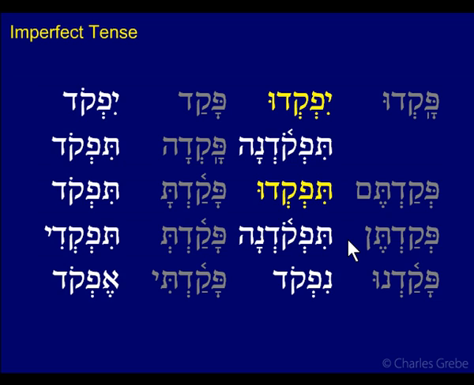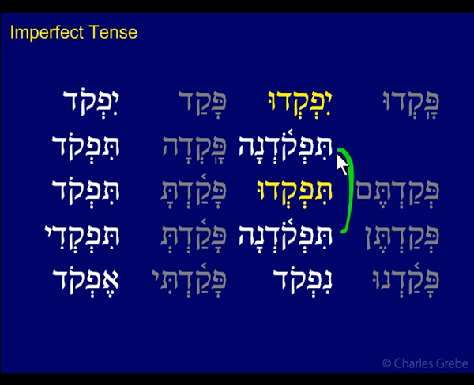Then we have another pair that is similar, not identical but similar, and that's yifkadu, tifkadu. The only thing that's different is this first part. They sound very much the same. The end is the same here. And so here what we have is they're both masculine, third and second, and so this would be they, masculine plural, either a mixed group or a bunch of guys, they will visit. And this one here is you, masculine plural, talking to a group of guys, you will visit. So we have a similarity here.